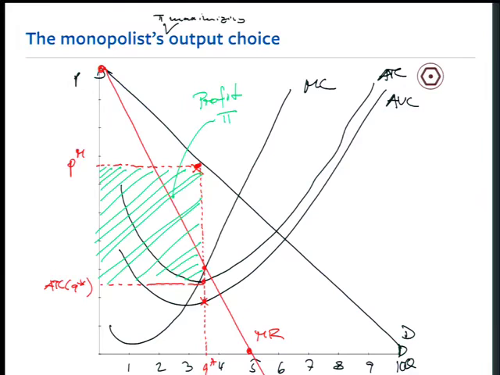So some monopolists manage to make a huge amount of money. Other monopolists manage to make very little money, and some monopolists actually shut down production because nobody's willing to pay what they want to charge at the profit maximizing output level. So it really depends on how much you're selling and how high the markup, the difference between price and marginal cost, really is here. That tells you how big roughly profits are. Okay? So that's the monopolist's profit maximizing output choice.